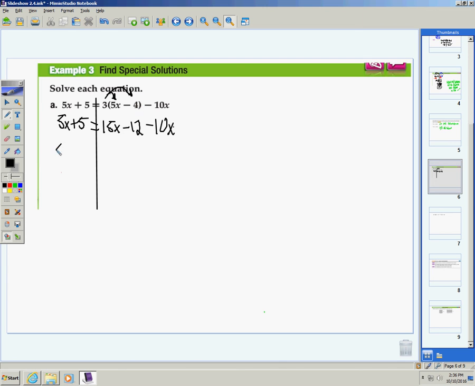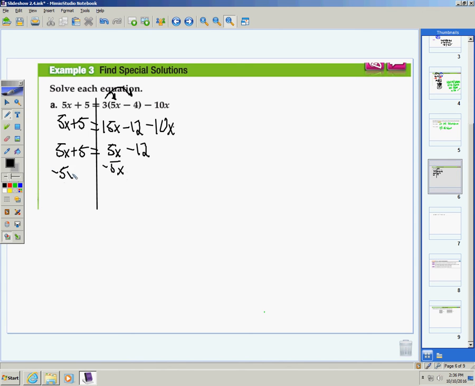Now I'm going to combine my like terms on the right side, just keep rewriting the left side. I've got 15x minus 10x, that gives me 5x minus 12. I just combine my like terms. Now I've simplified this right side so I can get my variables to the same side. So I'm going to subtract 5x from each side.